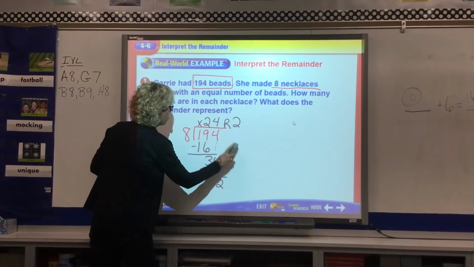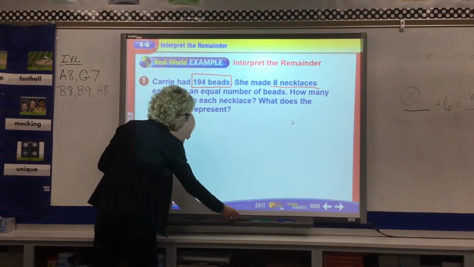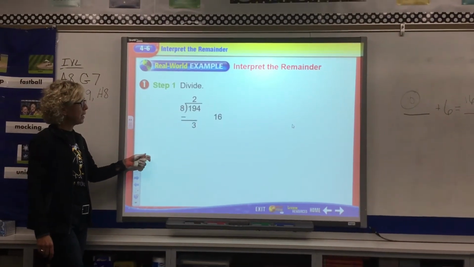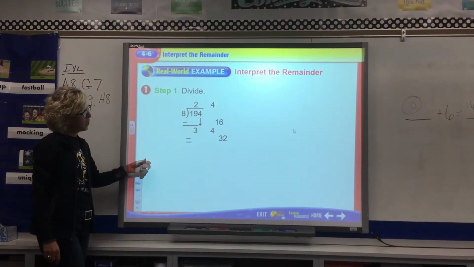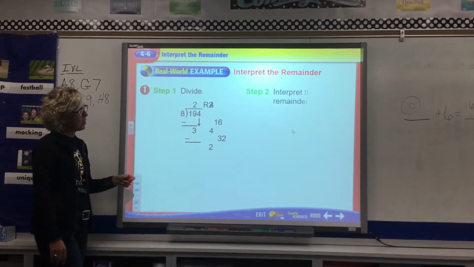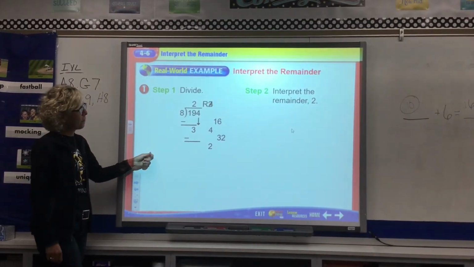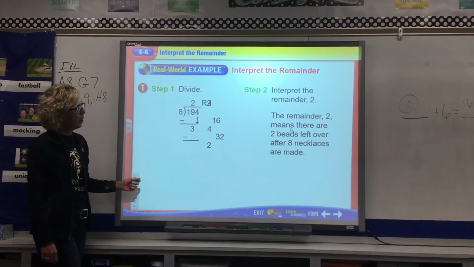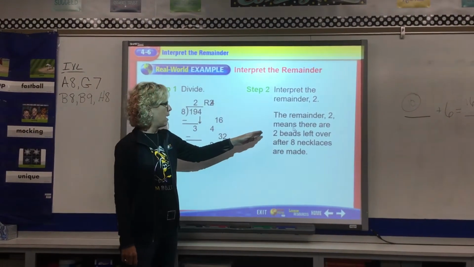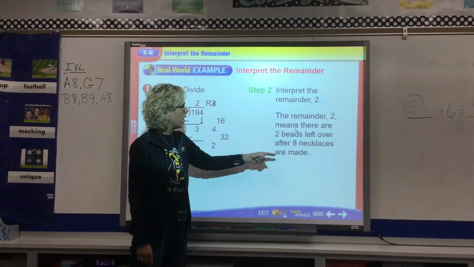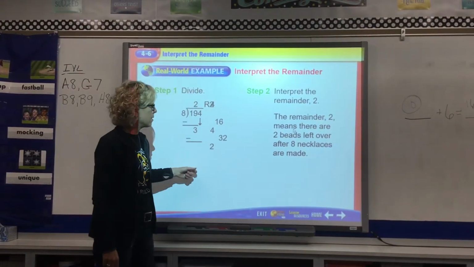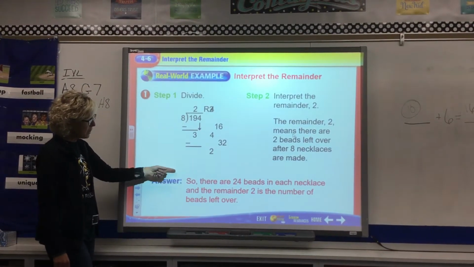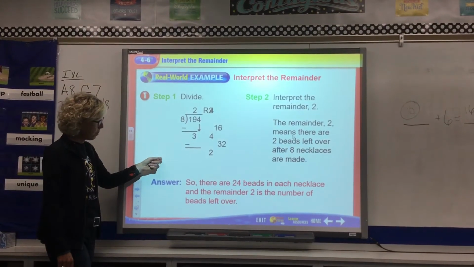Okay? So they're going to walk us right through the same problem that we just solved. So we divided out 194 divided by 8. We're a little bit off on our numbers here. That's why it's a good thing that we know how to do the division. So then when we interpreted the number 2 that we had left over as our remainder, we understand that 2 means that there are 2 beads left over after we've made our 8 necklaces from the total number of 194 beads. So there are 24 beads in each necklace, and the remainder 2 is the number of beads left over.